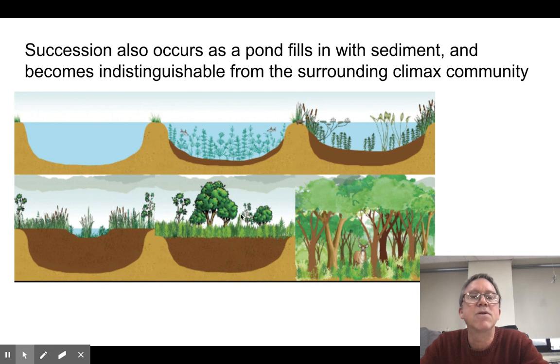So it will eventually end up going through the same stages, but they tend to happen from the outside in in this case. But you'll find sometimes you'll be in the middle of a hardwood forest, and there'll be this circular area that doesn't have hardwood trees. It's got shrubs and maybe softwood conifers. And you realize, oh, this used to be a pond.